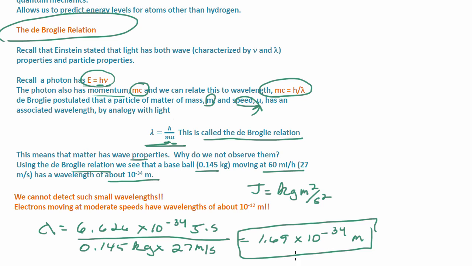Well, it turns out we cannot detect small wavelengths like this. So obviously this does not mean much when we talk in terms of matter displaying wave-like properties, because we can't even observe a wavelength this small. But for electrons, it's a different story. We have an electron moving at some speed, and their wavelengths are about 10 to the negative 12 meters. So those we can observe.